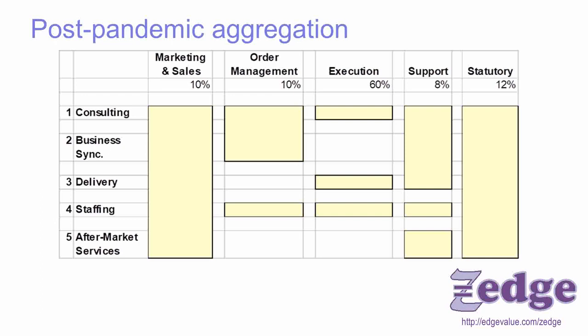You would need to reach out, marketing and sales. You would have to do your order management. You'll have to execute whatever it is that you're trying to do. There's a support factor, and all this. There is always a statutory compliance in terms of taxation. So we've broadly put a percentage of how the costs could be distributed.